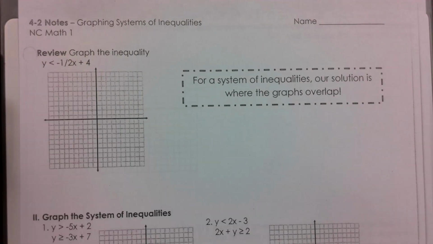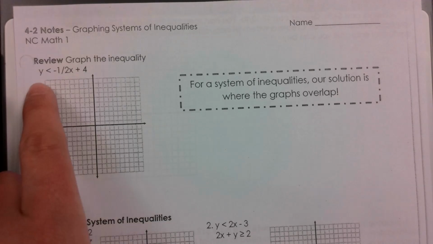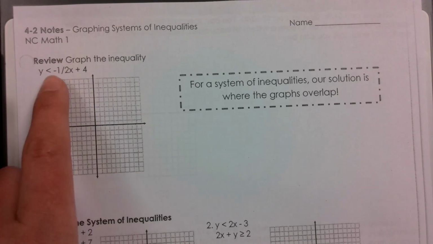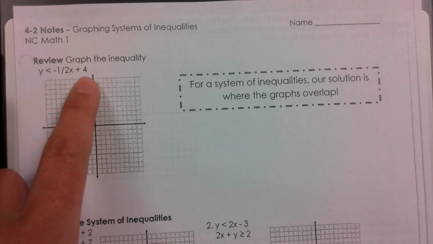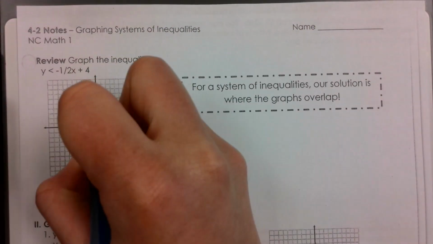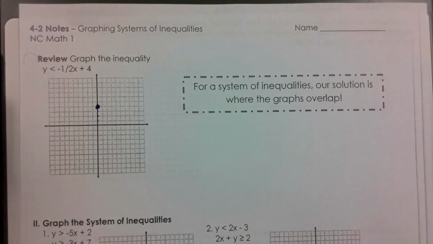So before you can graph, what form do we have to be in? Slope intercept. Is this in that form? Yes, because we've got y by itself. So where are we going to start? 4. So we're going to go up to 4. 1, 2, 3, 4. And then we've got to count our slope. How do we count the slope there? Down 1, right 2.